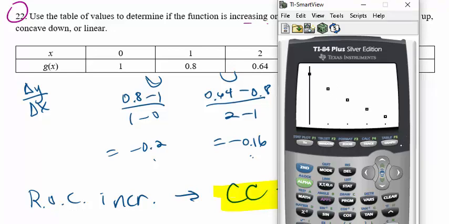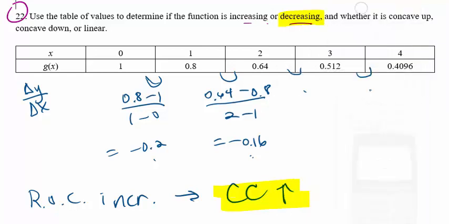The graph kind of looks linear, but there's a little curve to it. If I had to decide whether it's curved up or curved down, it's definitely decreasing, but it looks more like a U-shape than an upside down U-shape. So that's another way to tell that this is concave up.